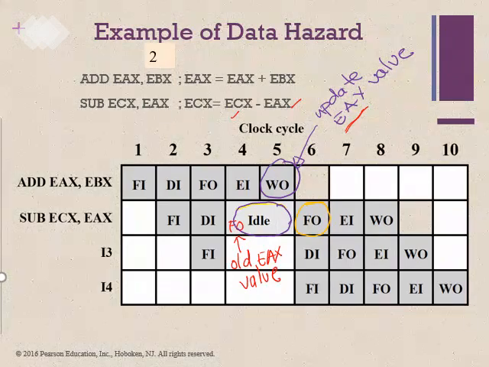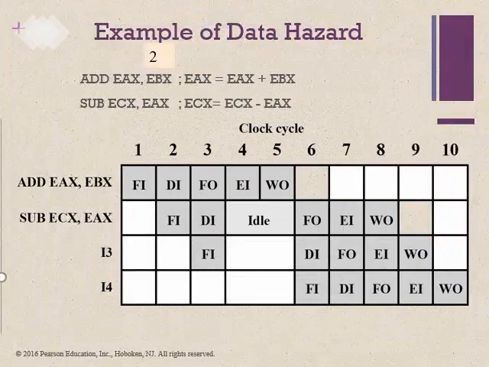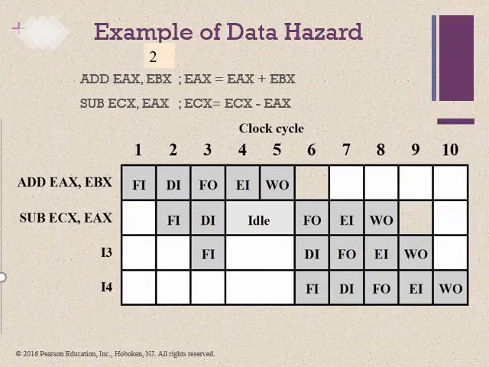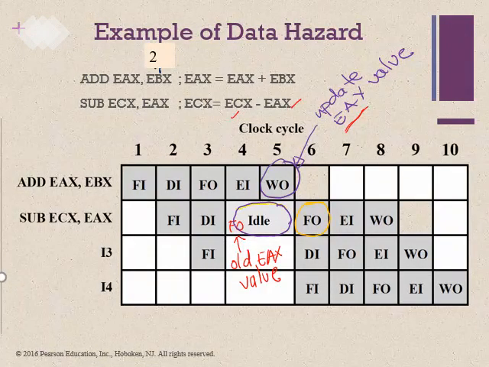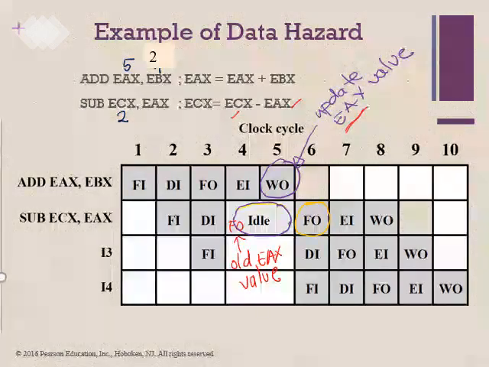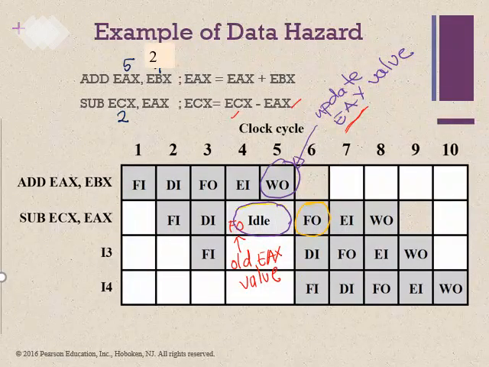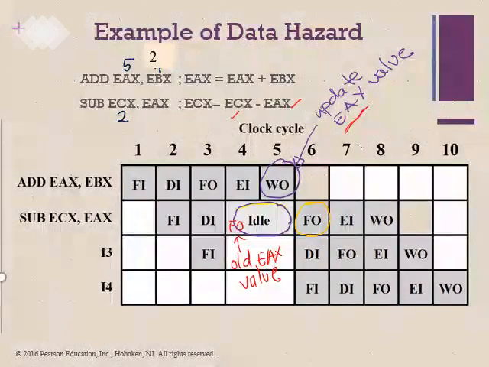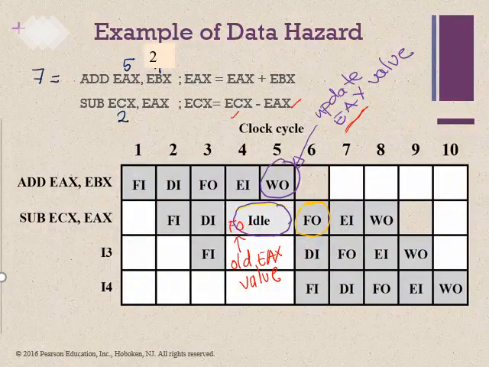If I can give you a real example with numbers, EBX is 2, EAX is 5, and ECX is 2. All right. So if it's strict, what do you get here? Okay, I'm going to put the answer here. You should get 7. Then here, 7 minus 2 should be 5, the result.